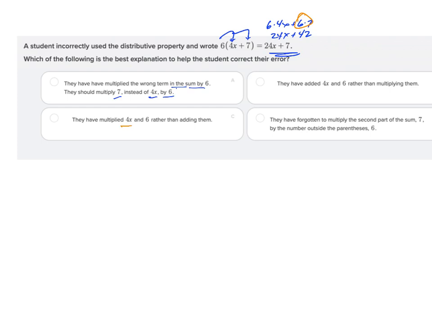They have multiplied 4x and 6 rather than adding them. No, you were supposed to multiply those, so that one doesn't work. They've added 4x and 6 rather than multiplying. No, because 4x and 6 would give you 24x if you multiply. If you added them, you'd get 4x plus 6. So that one's not right. So really, by elimination, we've looked and said, these two definitely aren't right, and they forgot to multiply the second part of the sum, 7, and it should be multiplied by 6. And that's it right there. That's the problem.